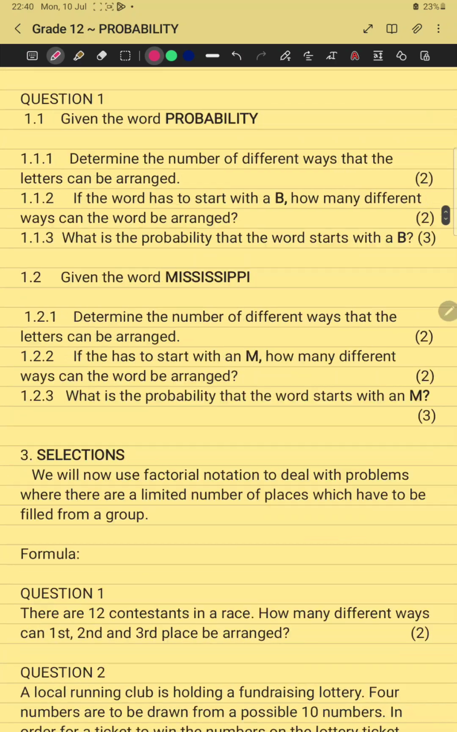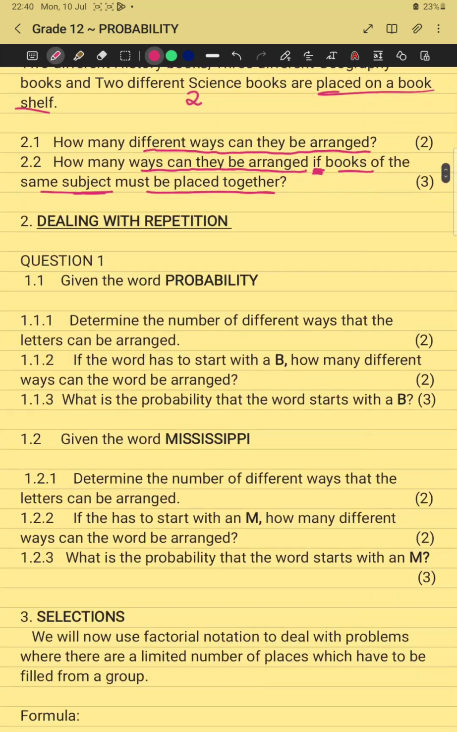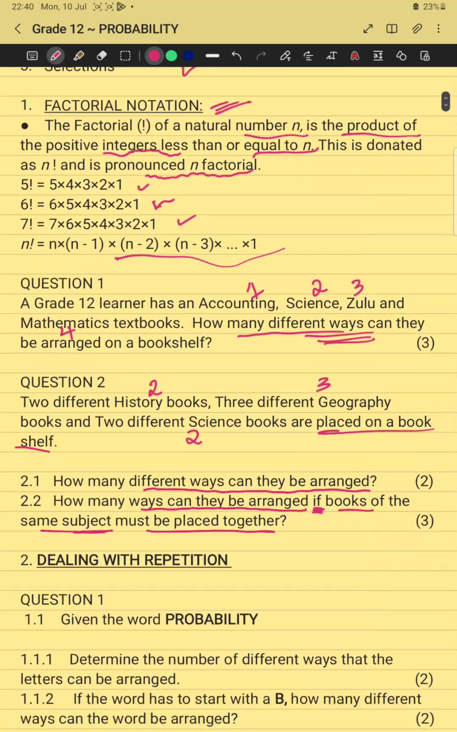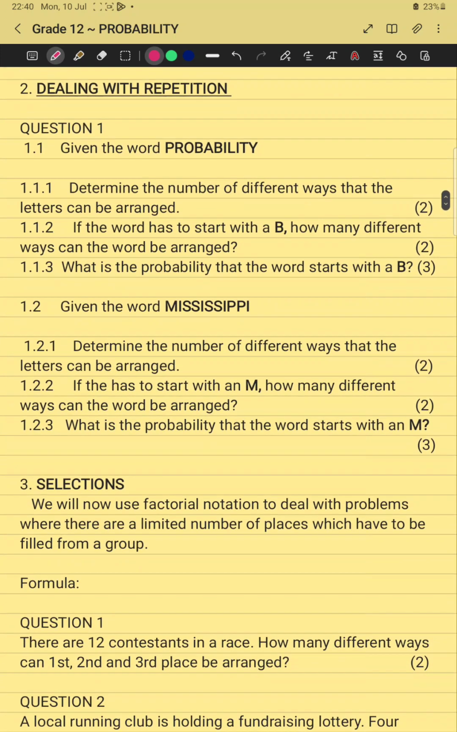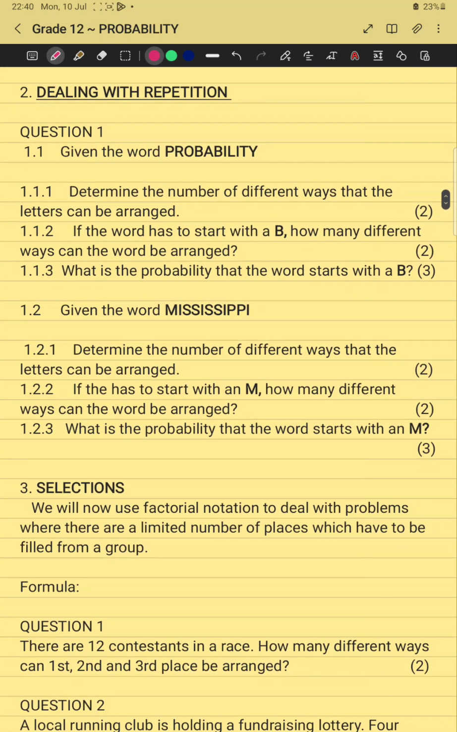Now we go straight to the next question. We've done now with factorial notation. So now let's move on to dealing with repetition.